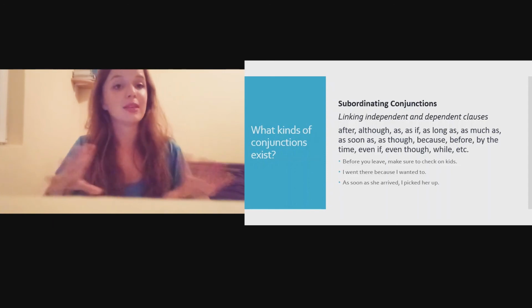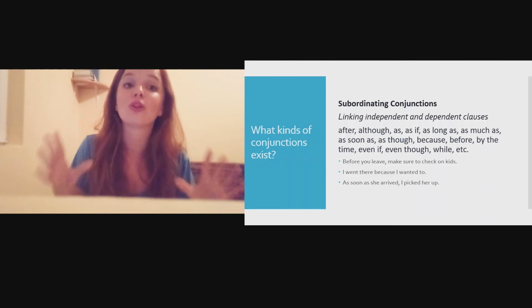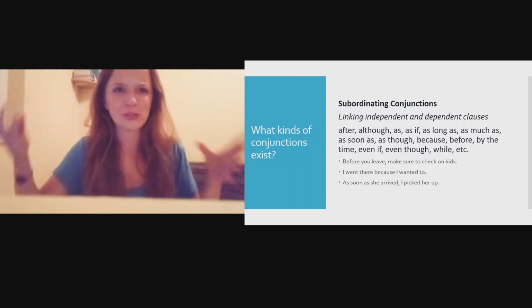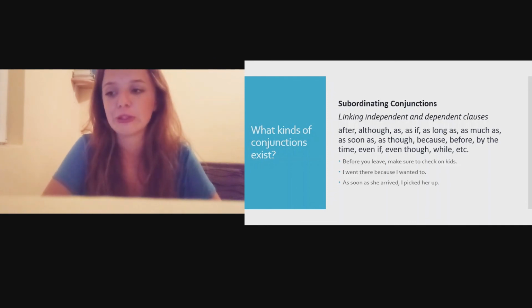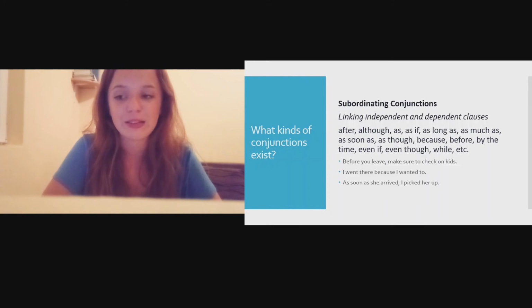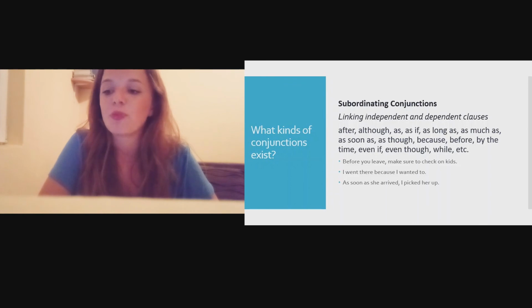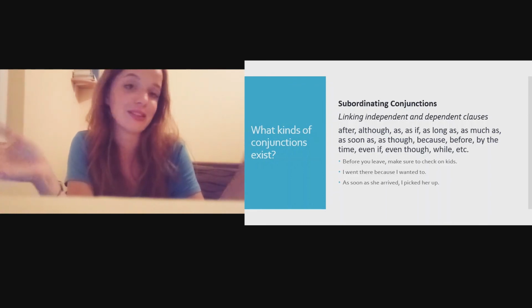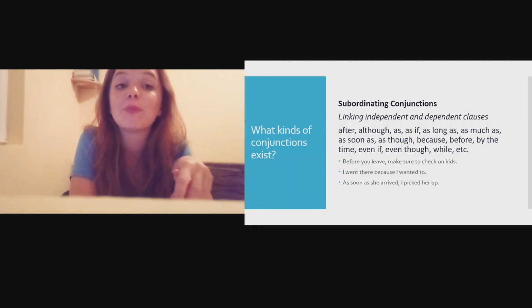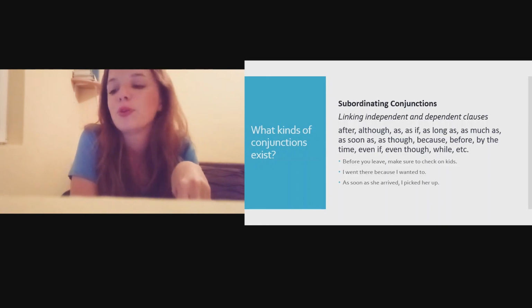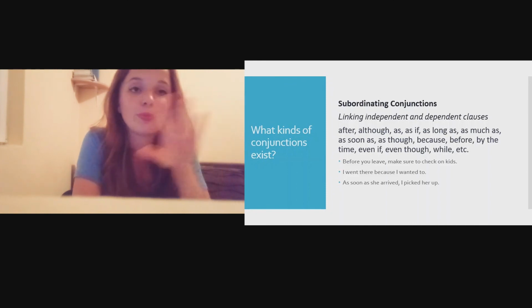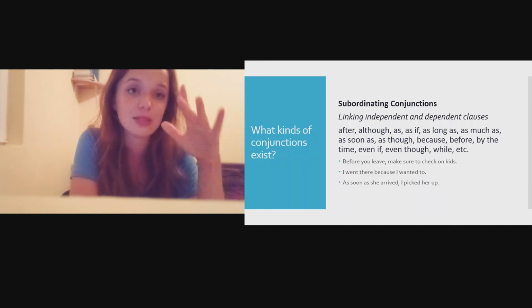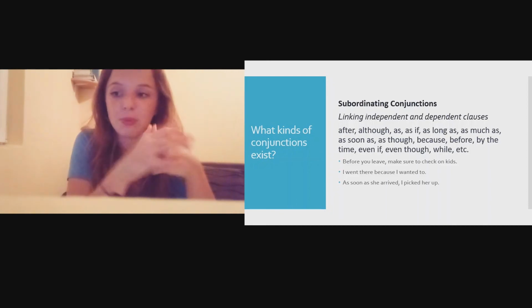That's dependent. And here in subordinating conjunctions, we have a lot of them, but I just listed a couple of first ones and some that you're probably familiar with. So after, although, as if, as long as, as much as, as soon as, though, because, before, by the time, even if, even though, while, etc. So before you leave, make sure to check on kids. Make sure to check on kids. You can say that sentence and it's complete. So this is an independent clause, while before you leave is a dependent clause. Before you leave cannot stand alone, so you better connect it. You better lean it on a certain other statement that is complete to round up its meaning.